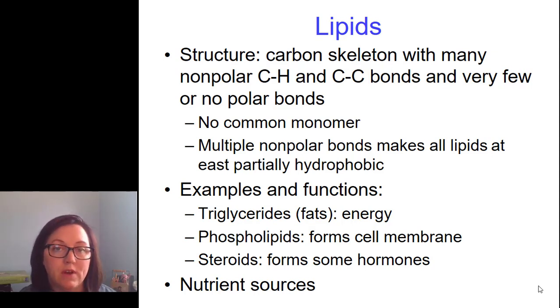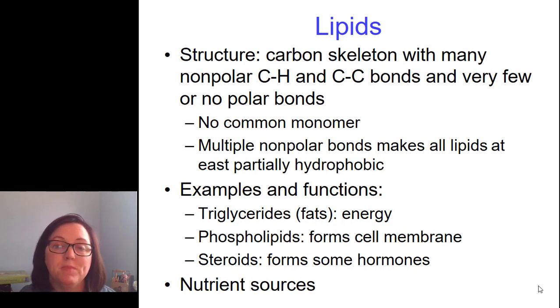Examples of lipids include triglycerides, which are also known as fats. Triglycerides are really important for storing energy in the human body. Another example of a lipid is a phospholipid. Phospholipids are really important for forming the outer layer to cells called the cell membrane. Another example of a lipid is something called a steroid. So a steroid is a group of lipids that includes things like cholesterol, testosterone, and estrogen. And these lipids are really important for making certain types of hormones, but they have other roles in the body too.